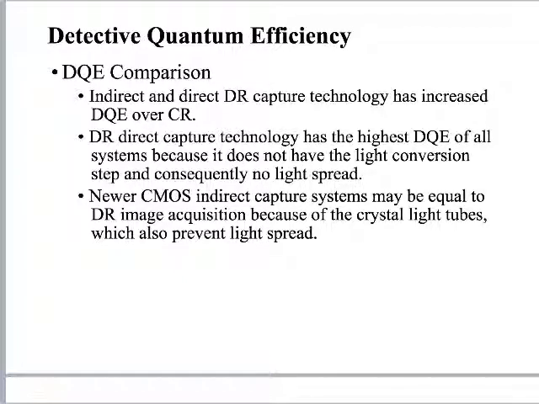So, for the most part, indirect and direct radiography, digital radiography, have better DQE than CR. In fact, CR itself is about to go the way of the dodo because the federal government has said, because of this reason alone, because of the improved detective quantum efficiency, let's get rid of CR systems. So in the next few years, Medicare is going to stop reimbursing for hospitals that are still using CR systems.